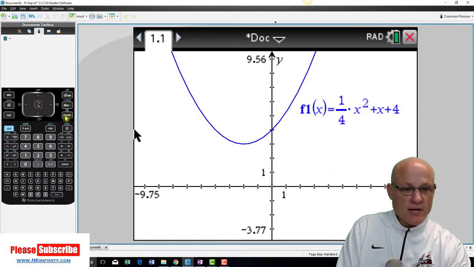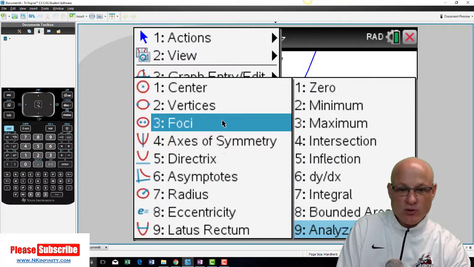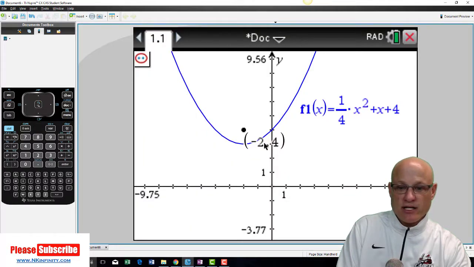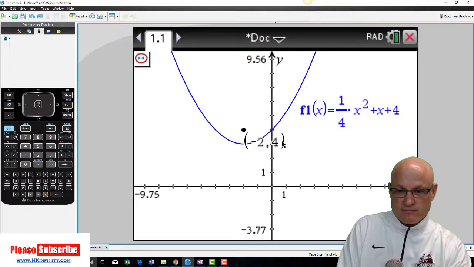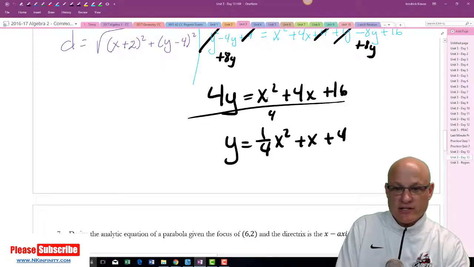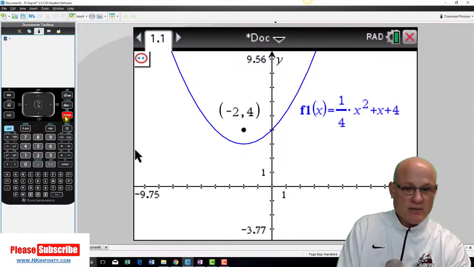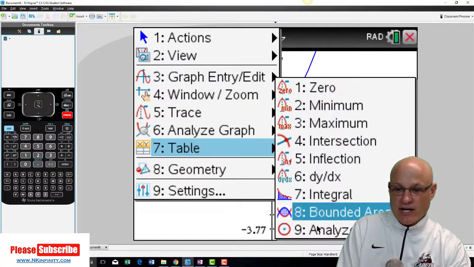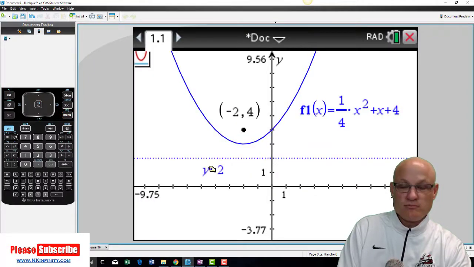And I'm going to go, okay, menu, analyze graph, analyze conics, focus. Click on it. -2, 4. Is that what they said our focus was? Yep. Now we want y equals 2. So menu, analyze graph, analyze conics, directrix, click on it, y equals 2. We got it.